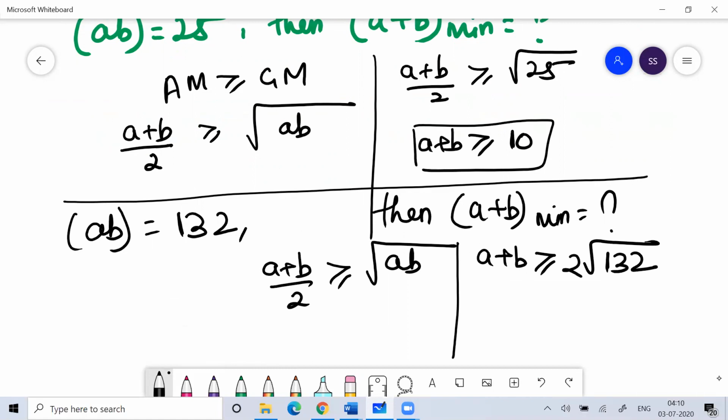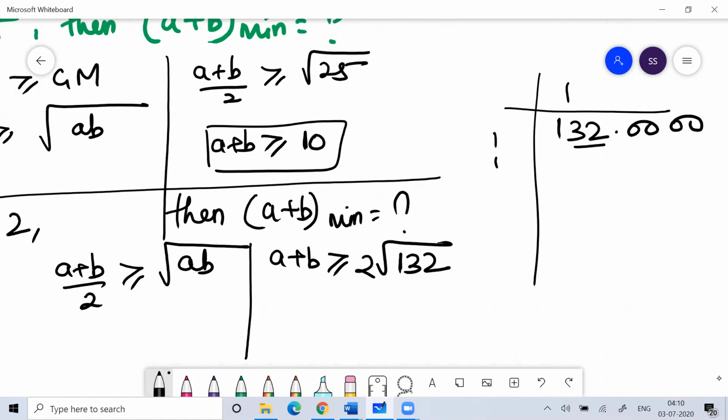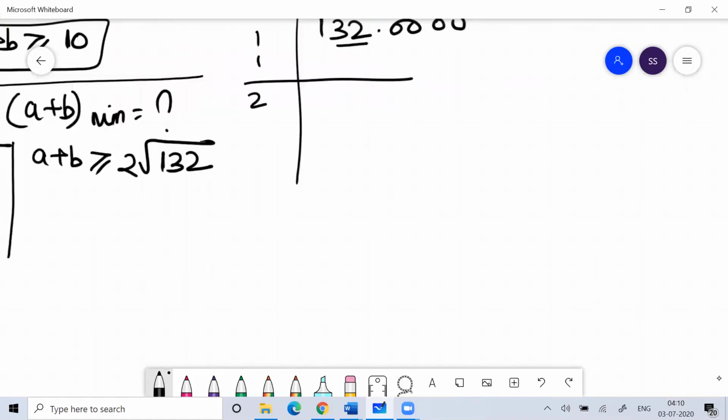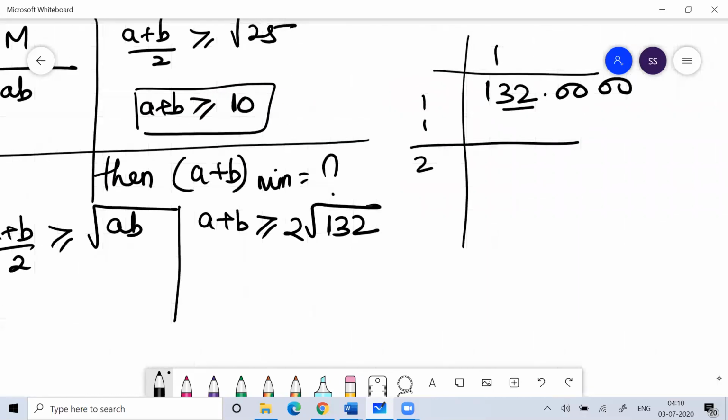If you try to find the root value of 132, you will get values in decimal. I hope you know how to find the square root.